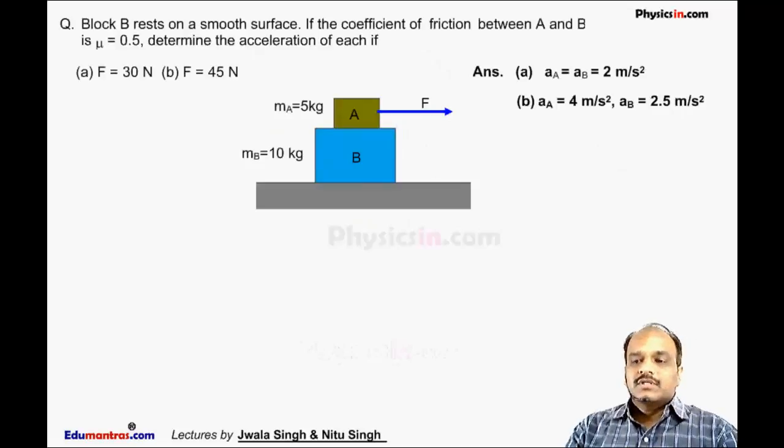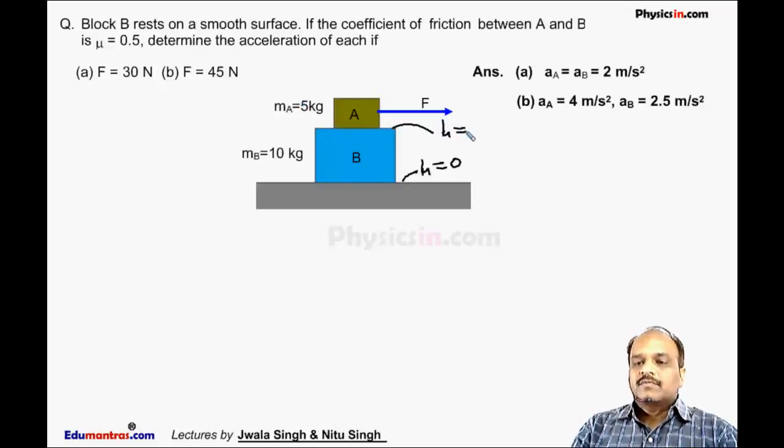Now block B rests on a smooth surface. The coefficient of friction between A and B is 0.5. Now we have to calculate the acceleration of A and B if the applied force is 30 Newton and 45 Newton. In this question we don't know whether A and B will move together or there is sliding between A and B. So in this situation we will calculate the value of F0, the maximum value of F for which A and B move together.